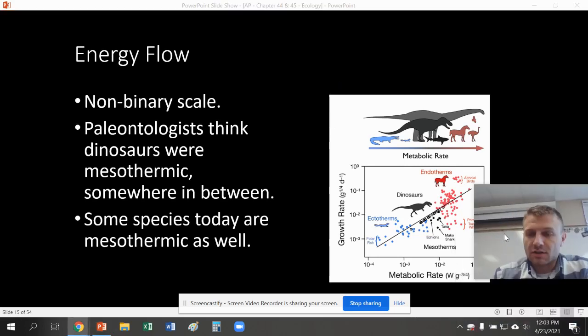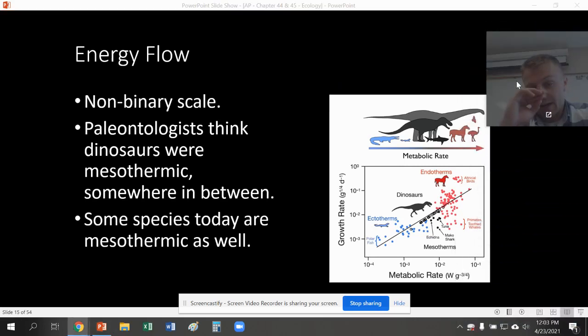One thing I want you to understand, though, is that this is a non-binary scale, so don't think you're either an endotherm or an ectotherm. We have things called mesotherms that are in the middle between endotherms and ectotherms, and they think dinosaurs were actually mesothermic. Some of them were on maybe the warmer side, closer to endotherms. Some were more on the ectothermic side. So this is a scale. It's not a binary system. You can see here that there are organisms living today that are mesothermic, which are in the middle between the two.